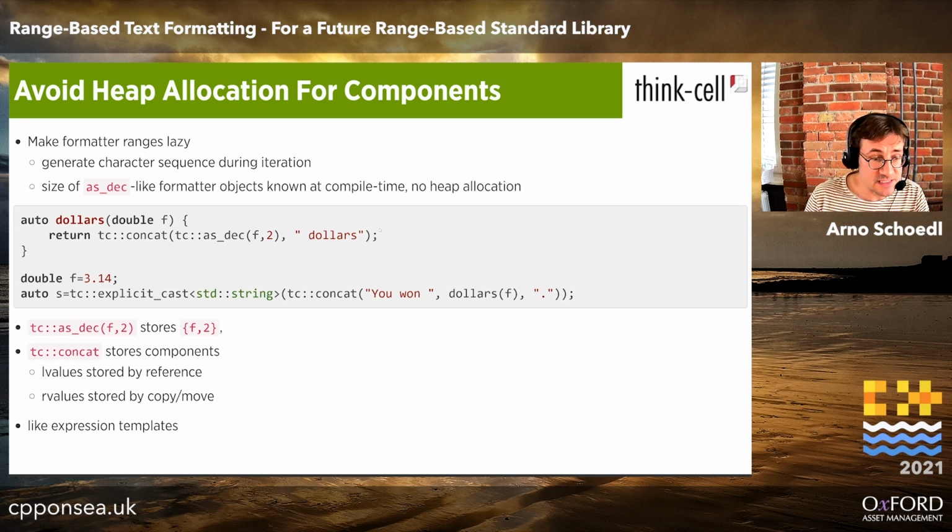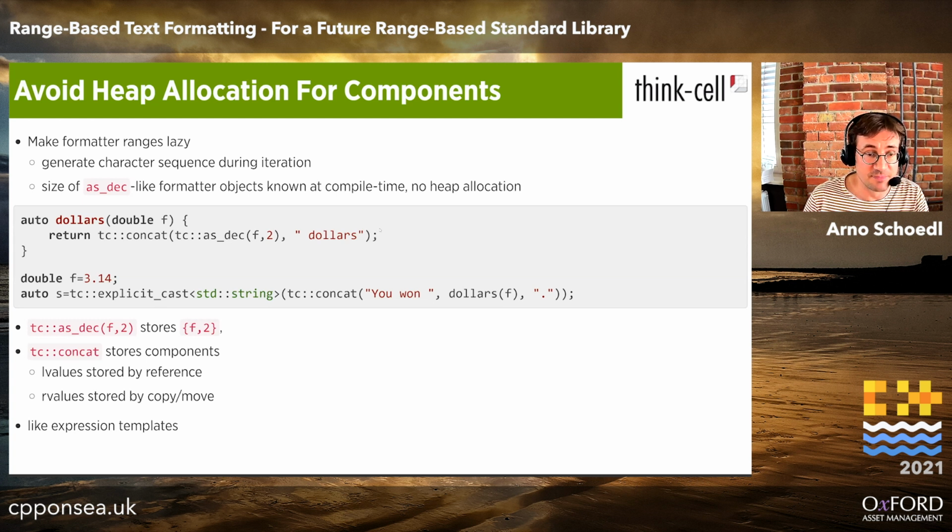Now, this is how it would look in practice. This is the example with the dollars again. So this dollar function here would have an sdeck, and this sdeck really stores just f, like the double that you passed, and 2, and the concat stores just the components that you give to it. It will store any L values you give to it by reference. For example, the dollars literal is an L value reference, so it will be stored by reference. While the R values that you pass to it, for example, the result of the sdeck, will be stored by copy. It's a bit like expression templates if you are familiar with them.